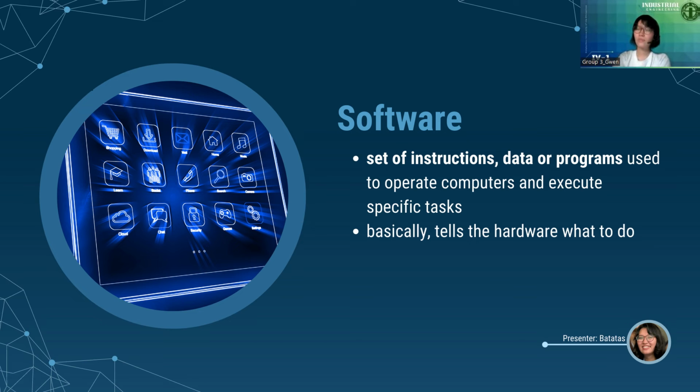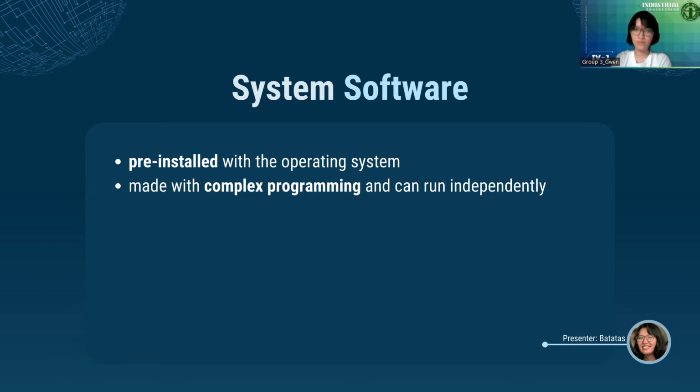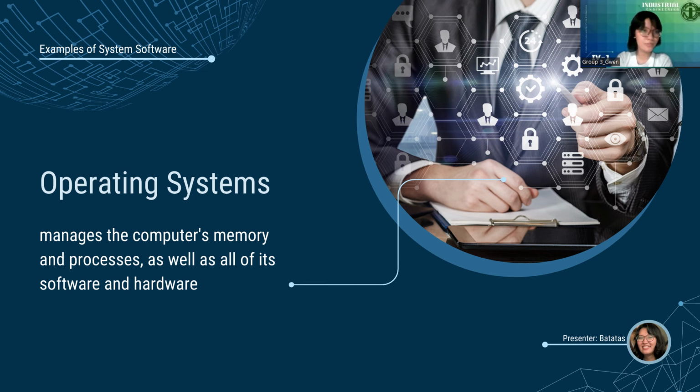So we can categorize this into two main types, which are the system software first. System software are pre-installed with the operating system since, ayun nga, kailangan niya siya para mag-operate yung buong computer system. And system software was made with complex programming and can run independently. Common types of system software are the following.